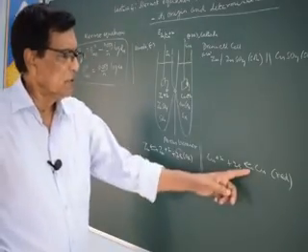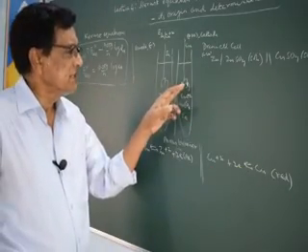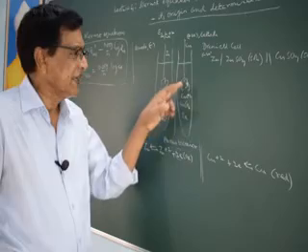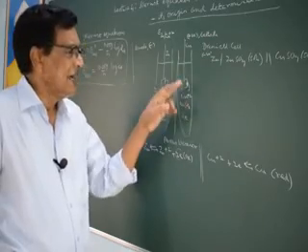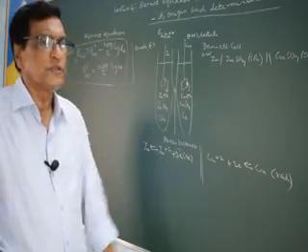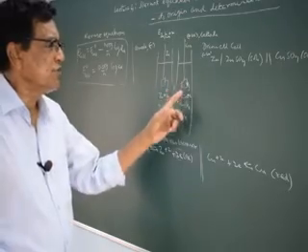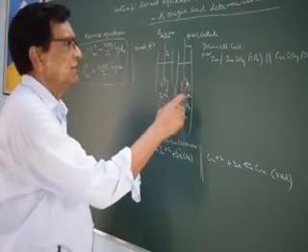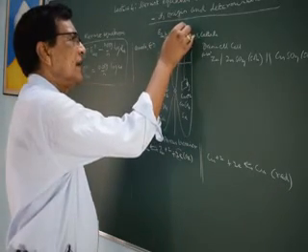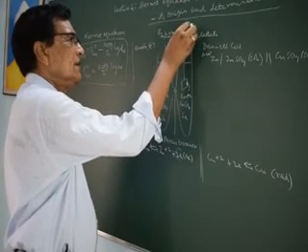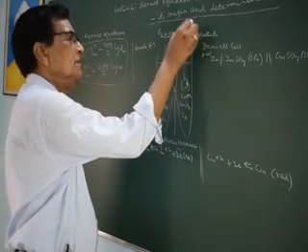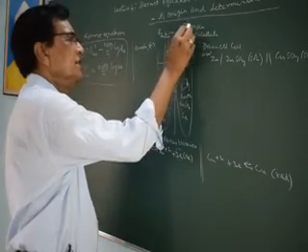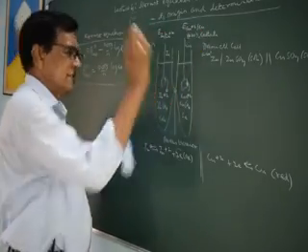Whenever equilibrium is attained, this one is positively charged, this one is negatively charged, again there is a charge separation, and charge separation produces a potential difference. This potential difference we call the electrode potential of this electrode, and it is written as E copper plus 2 to copper. It is the reduction potential, and the other is the oxidation potential.